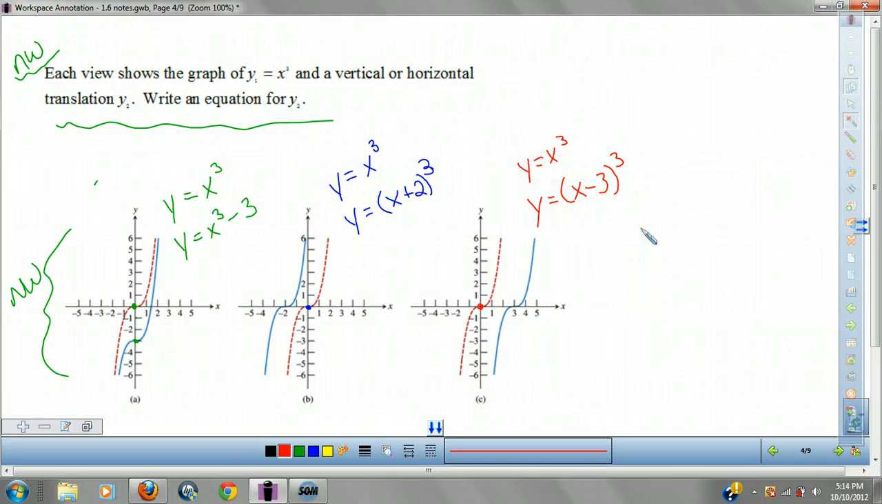Okay, so there you go. There's our answers. Again, if you have questions, just write a question mark by it. Make sure to touch on those next time we see each other.